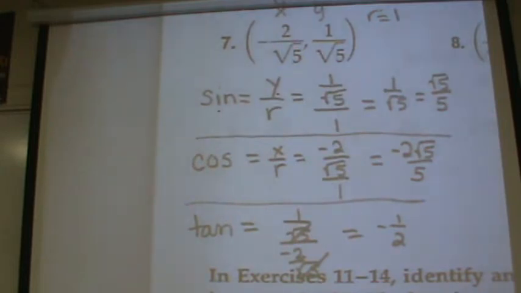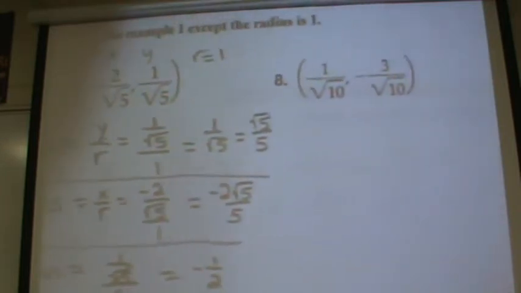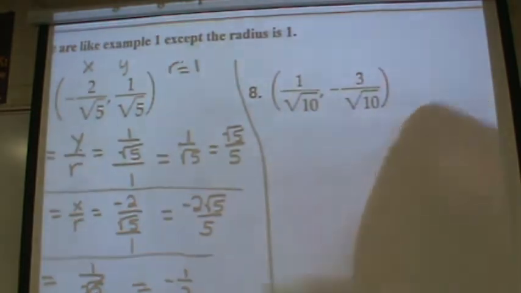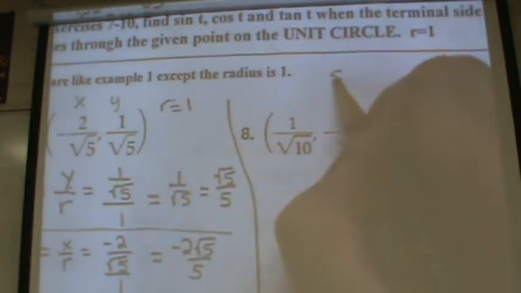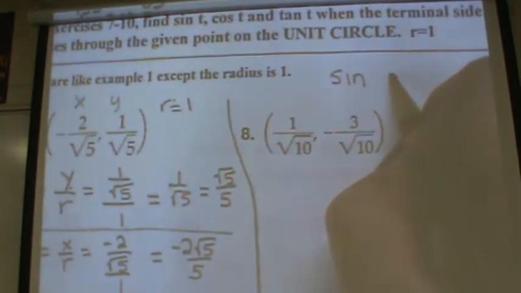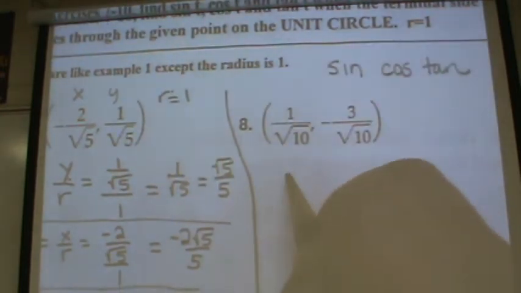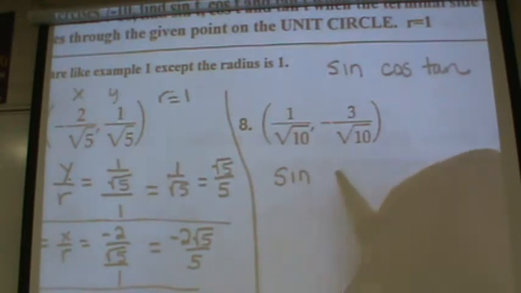Yes? Can I go too fast? Okay, why don't you try number 8? Now, we don't have to prove that r is 1. It is. So, sine, cosine, and tangent. Tell me how to do the sine.